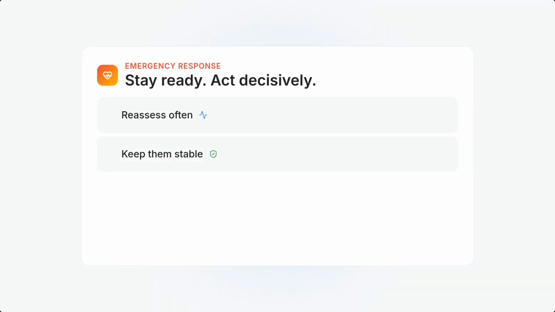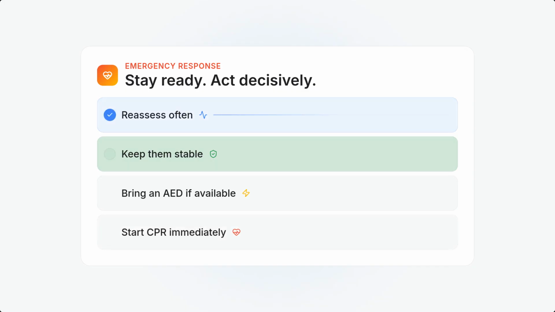Keep monitoring the casualty the whole time. Watch their breathing, level of response, skin color, and any change that suggests their condition is getting worse. Reassess often, keep them stable, and have an AED brought if available. If breathing stops or you're no longer confident it's normal, start CPR immediately.